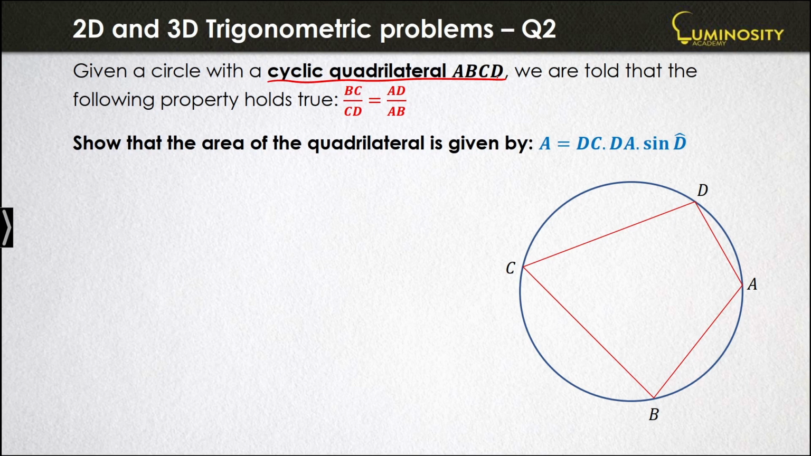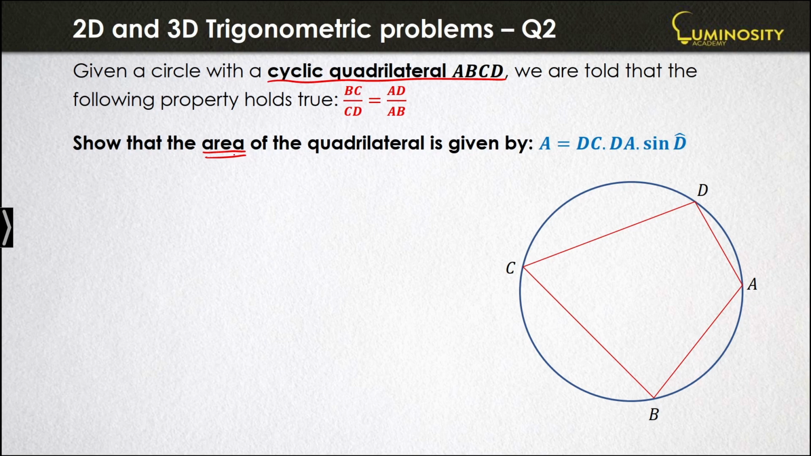We're also told that the following property holds true. BC divided by CD is the same as AD divided by AB. So we say they are in the same ratio, they are in proportion. We want to show that the area of this quadrilateral is given by this following formula.